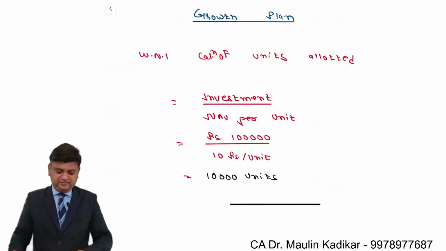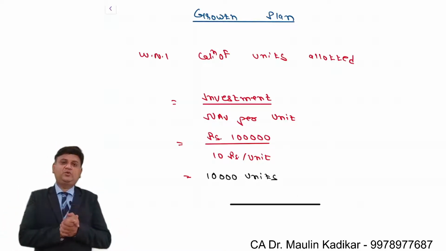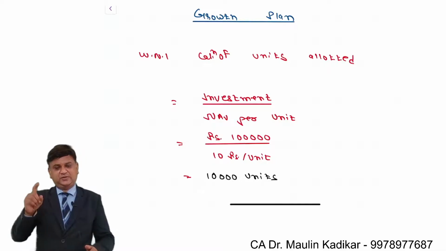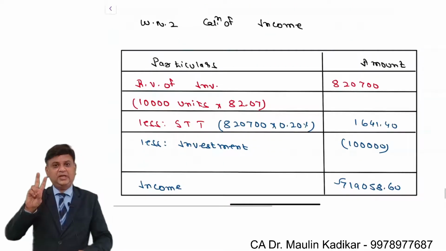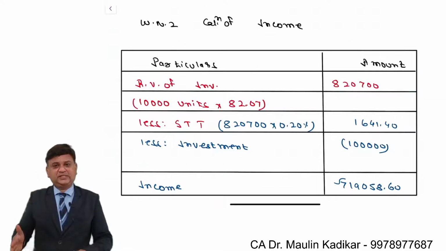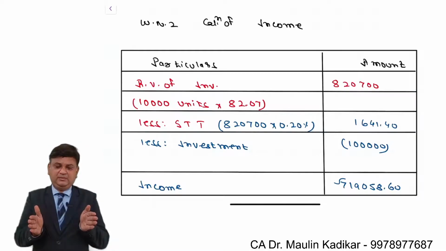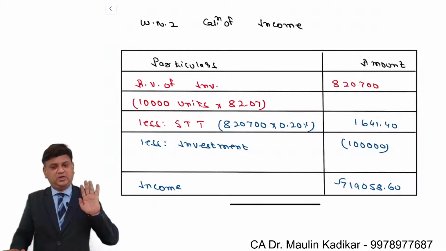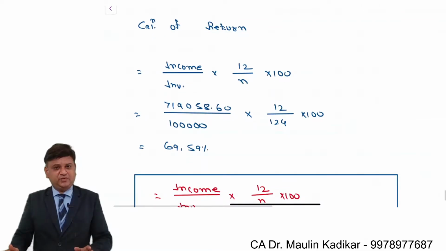Next is the growth plan. In that, the calculations are very simple. Why? Because the number of units that you are holding as an investor does not change. So first of all, you compute the number of units allotted to you. Then you compute the amount of the income, that is the redemption value of the investment, minus security transaction tax, minus investment. No short-term capital gain tax payment because within the last 1 year, no units were allotted. Second thing that we understand is that the time period of holding investment is not required to be found. It has already been found by us. And with that, the return is found.